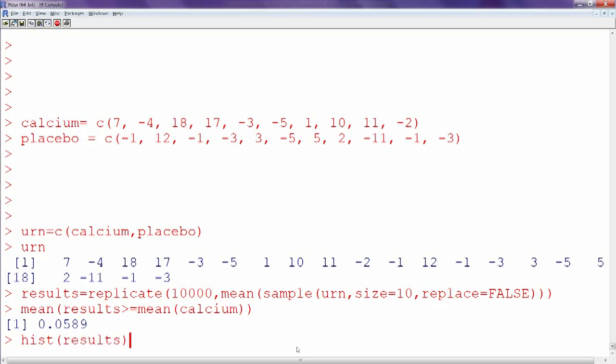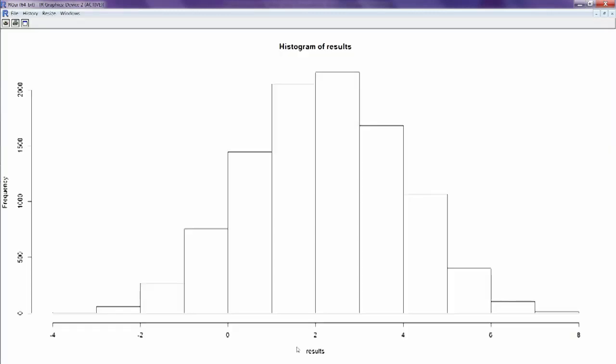We can also look at the histogram of the results to get a general idea. Now you know how to simulate in R, you can do various experiments on your own.